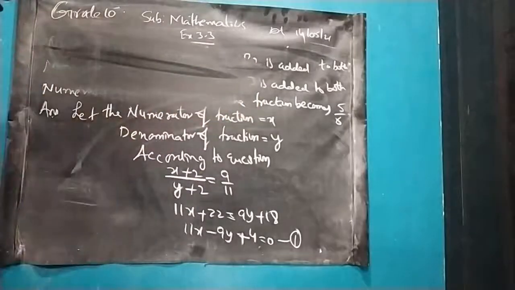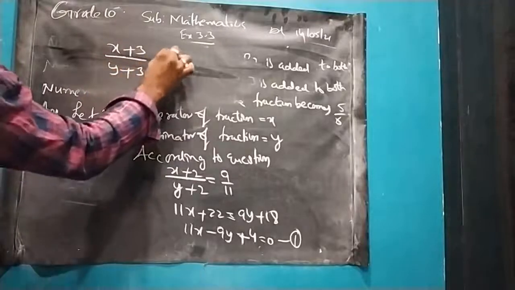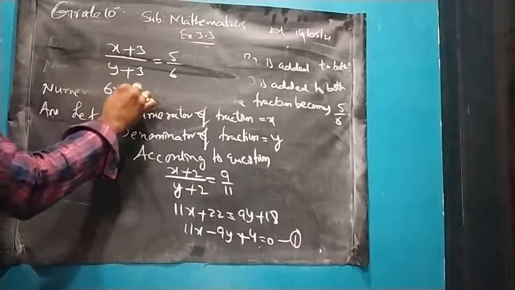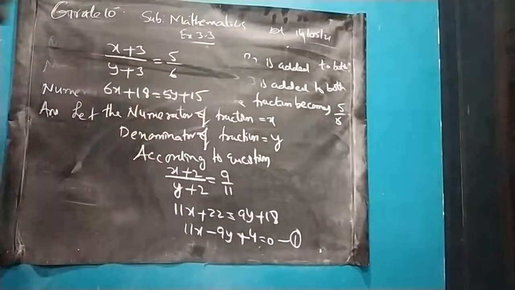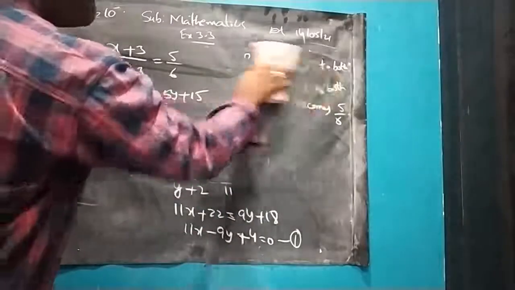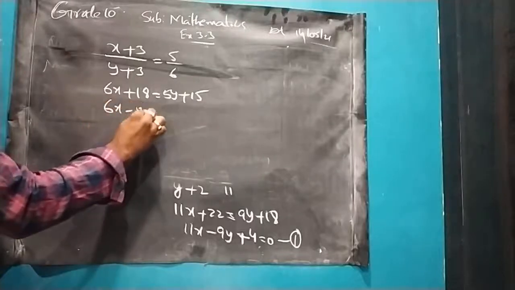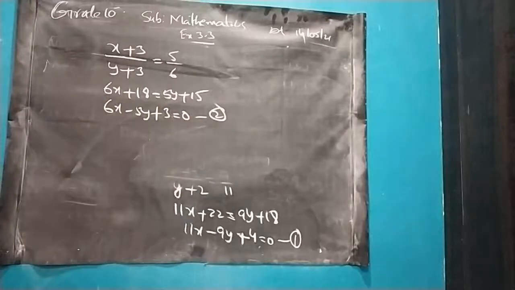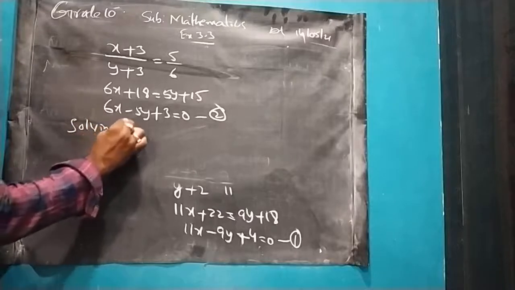Okay, the second equation will become 5 by 6. Now let me cross multiply this. 6x plus 18 is equal to 5y plus 15. This is the second equation. Now let us solve 1 and 2. Solving 1 and 2.